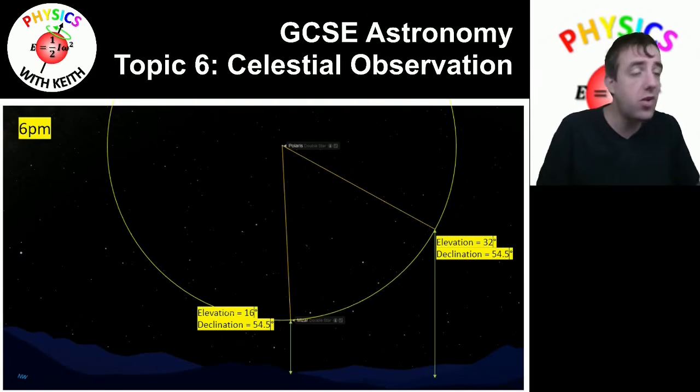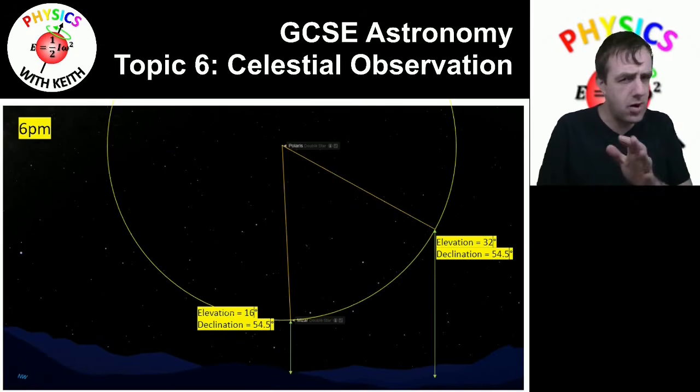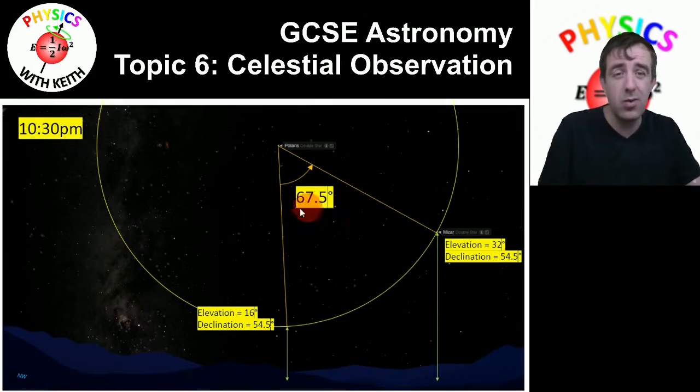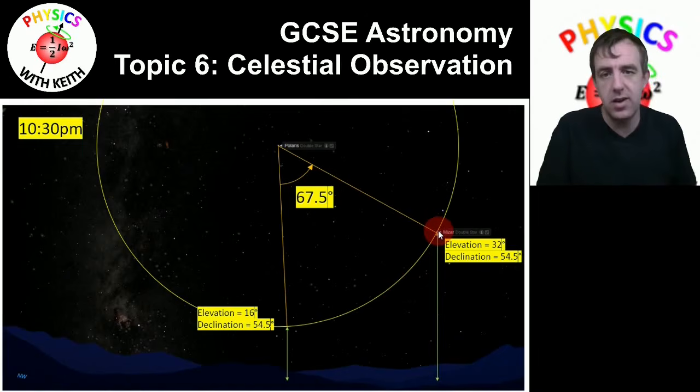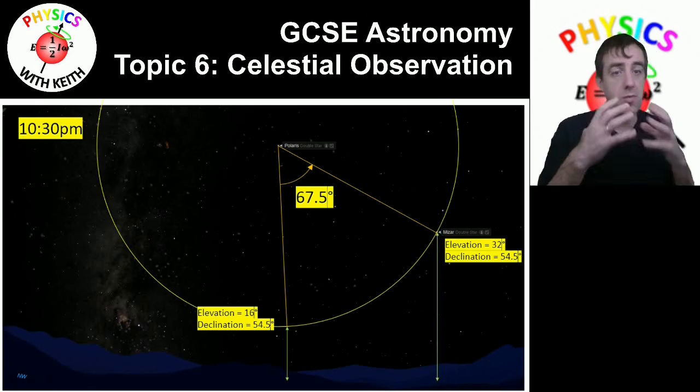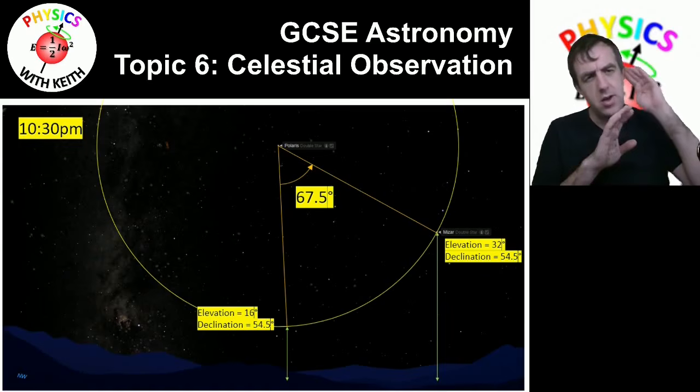Now, I can do some very clever geometry, which you don't really need to know for your GCSE, to work out that this angle here has to be just a bit more than somewhere between 67 and 68 degrees. That means I've got to wait until about 10:30 before I can see Mizar and Alcor nice and clearly, at about 32 degrees elevation.